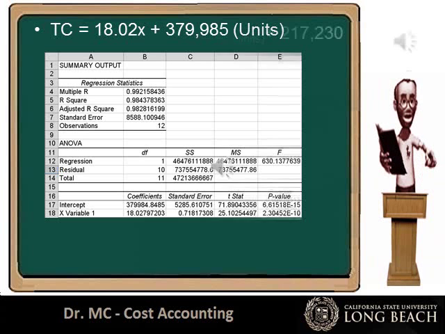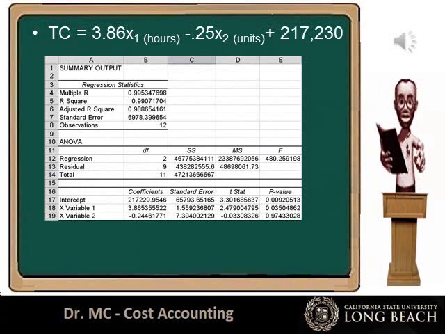In this final regression slide, we used both the hours worked and the units produced as the cost drivers. Because there are two cost drivers, this is referred to as a multiple regression. You can see that under coefficients, you now have a coefficient for x variable 1 and x variable 2. The regression has estimated that your cost function with two cost drivers is $3.86535522 per hour plus negative $24.461771 per unit plus fixed costs of $217,229.95.